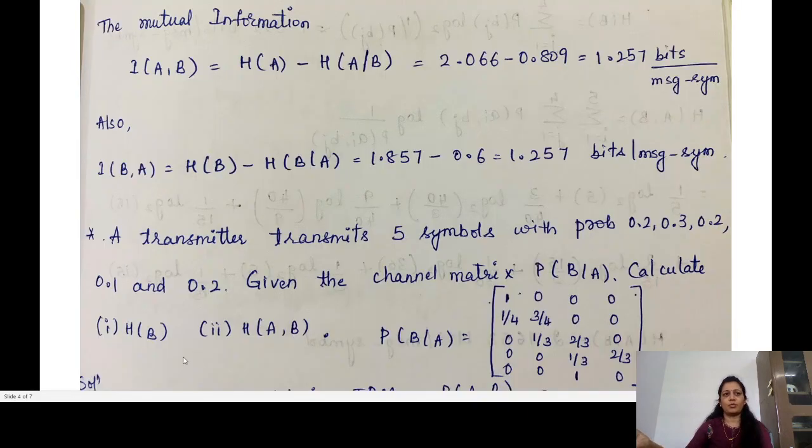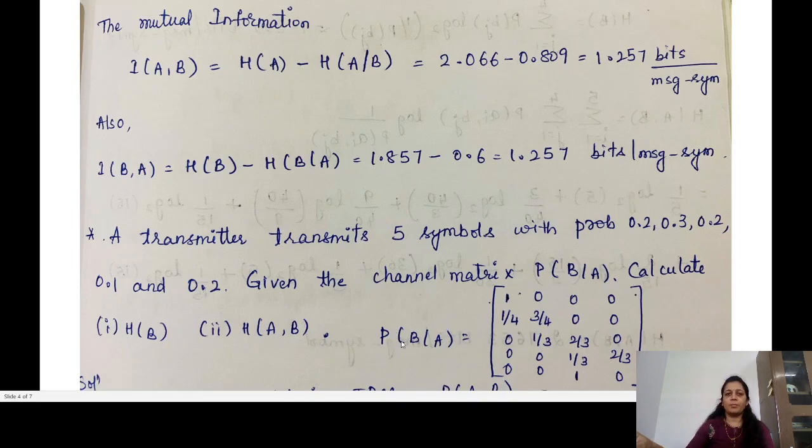So we have one more problem over here. A transmitter transmits 5 symbols with the probabilities. These are the probability values given: P of A1, A2, A3, A4 and P of A5. Given the channel matrix, this is the given channel matrix. Calculate H of B and H of A comma B.